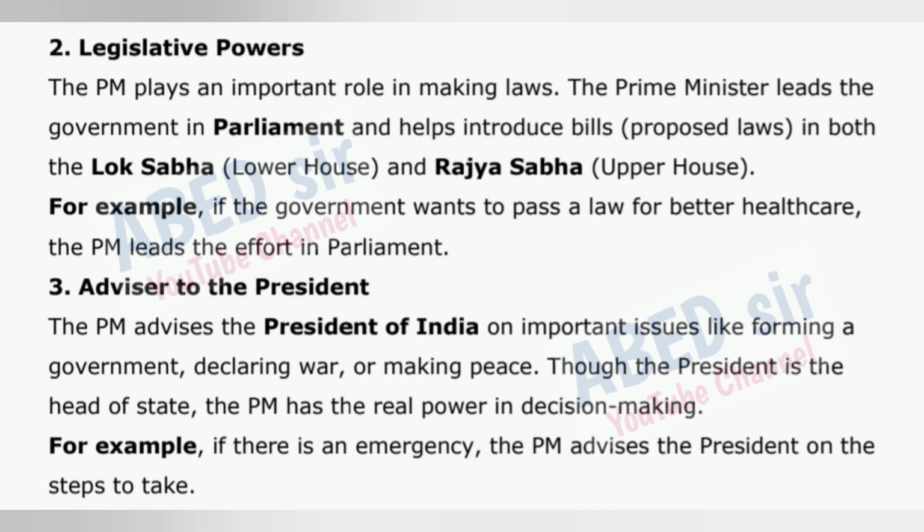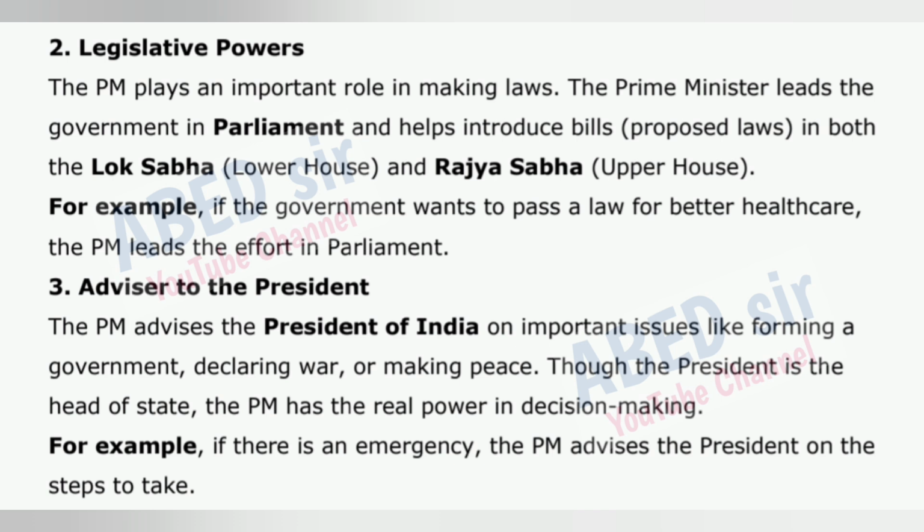2. Legislative powers. The PM plays an important role in making laws. The Prime Minister leads the government in Parliament and helps introduce bills, proposed laws, in both the Lok Sabha, lower house, and Rajya Sabha, upper house. For example, if the government wants to pass a law for better healthcare, the PM leads the effort in Parliament.